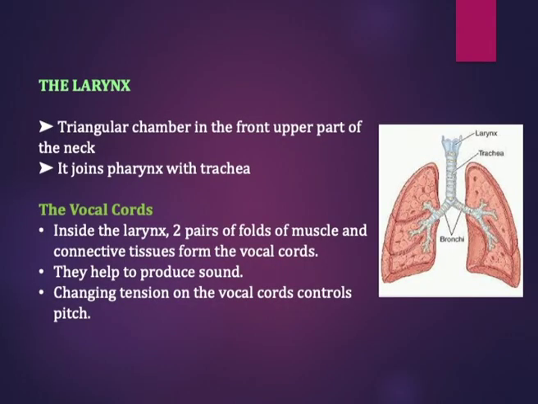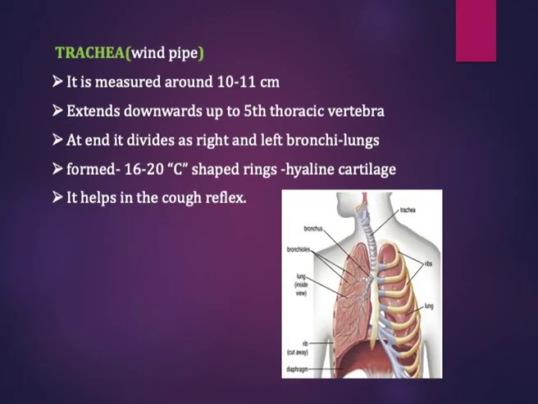Then the pharynx further leads into a structure called the larynx. This is nothing but a triangular chamber. It is present in the front upper part of the neck and it joins both the pharynx and trachea. This larynx contains the cords called vocal cords. These are a fold of muscle and connective tissue, and this helps in the production of sounds, and the change in the tension of the vocal cords controls the pitch of the sound. This larynx further leads into a structure called the trachea.